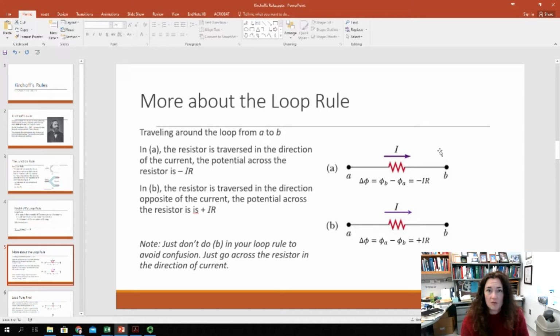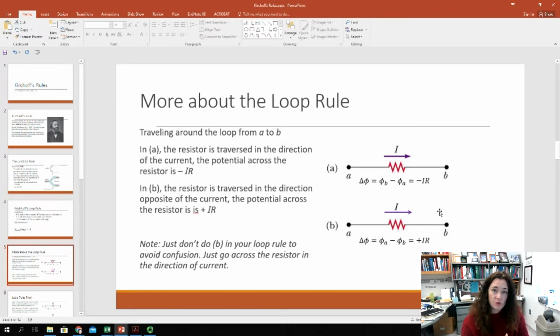Now, let's say the current is still, you've labeled it as going to the right, okay? But now you're walking across the resistor the other way, so that your final destination is A and your initial place was B, so that you're traveling to the left, even though you've labeled your current as going right. Well, in that case, you're going the reverse direction from the current across the resistor.